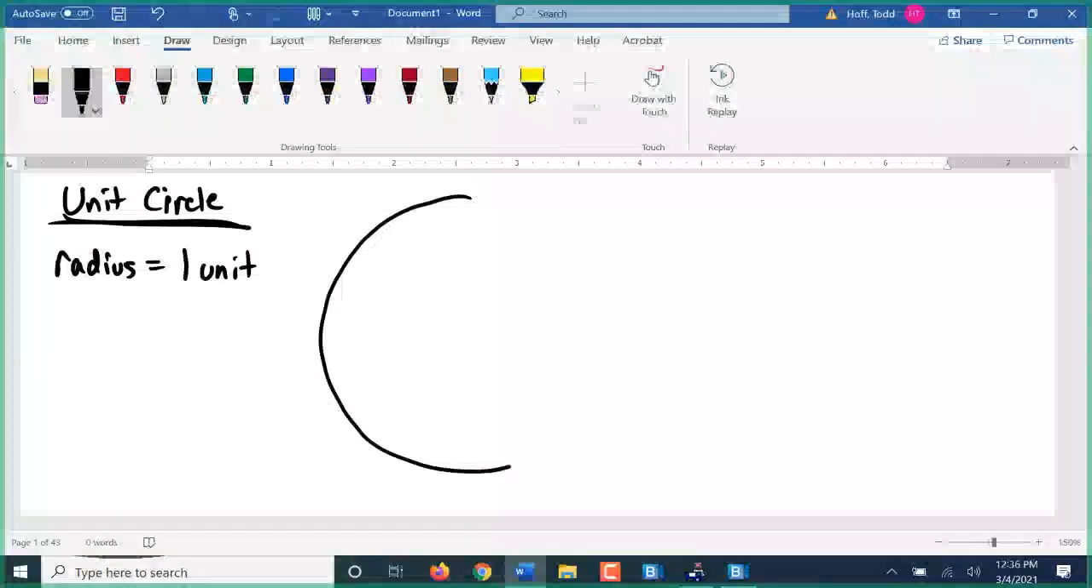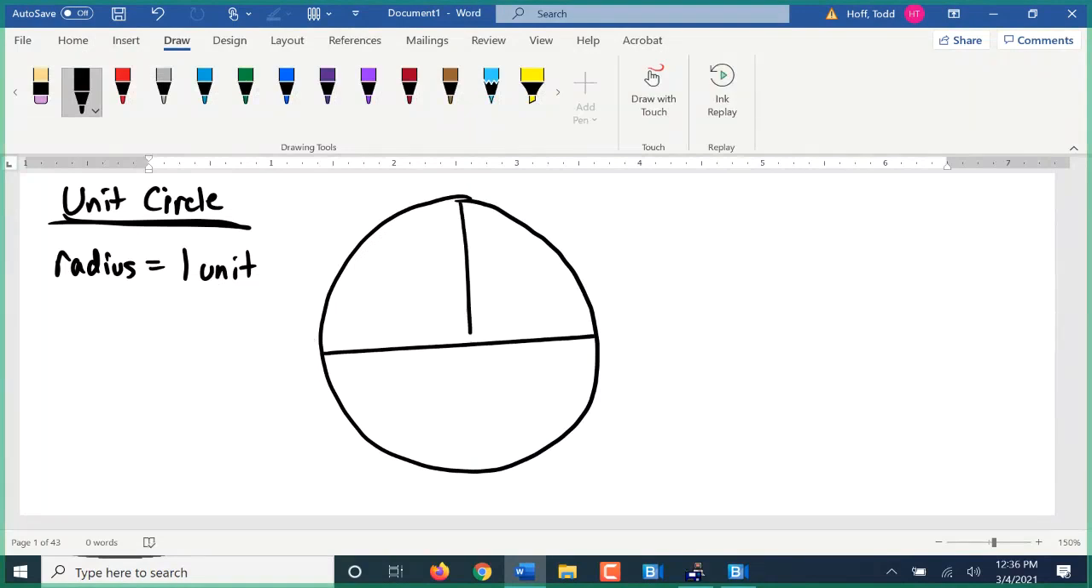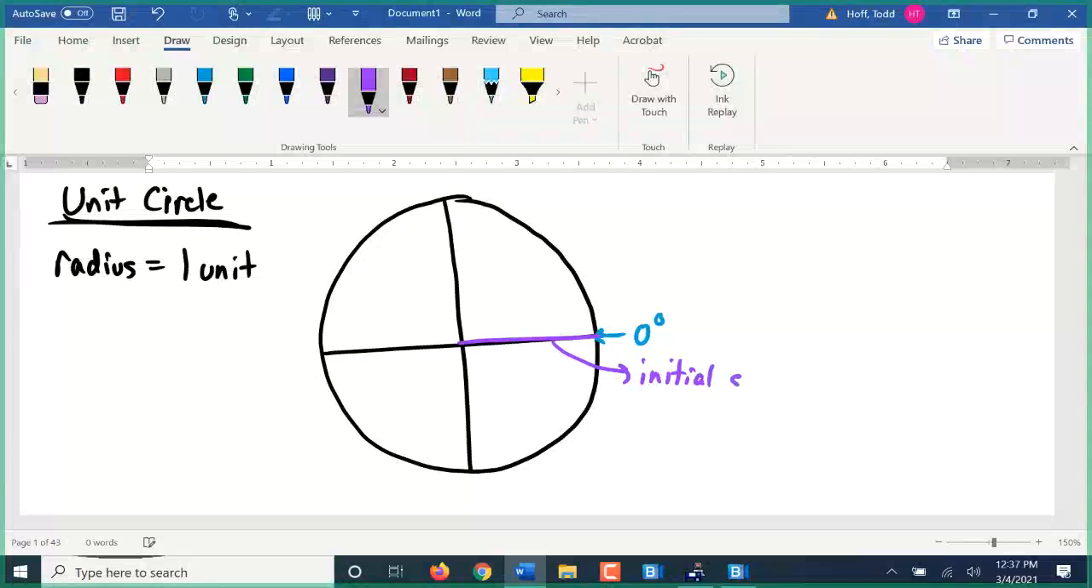Here's our circle. Try to make sure I get it pretty close to the center there. There's our unit circle. It has a radius of 1 unit. This is considered the 0 degree point over here. So that 0 degree point, this spot right here, is called the initial side. All angles start at the 0 degree point and rotate around from there.